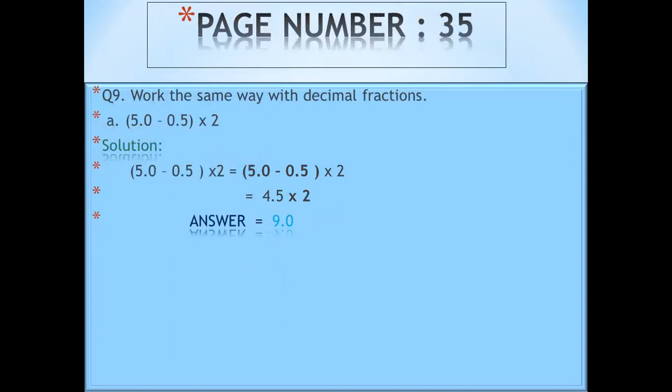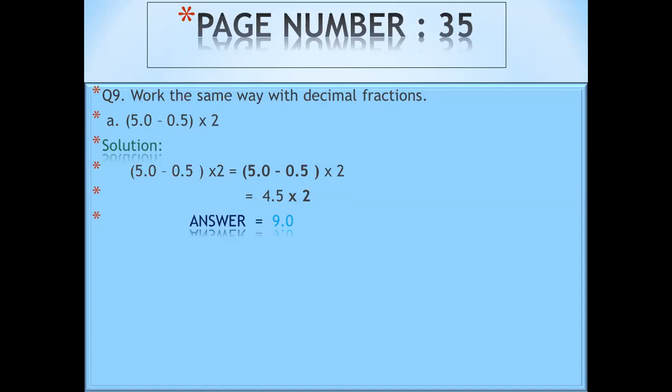We have finished question number 8. Now come to question 9. Work the same way with decimal fractions. Now decimal numbers are given. The rule is same. First we solve the bracket and after finding the solution, we simplify it with the other number. 5.0 minus 0.5. You know how to subtract the decimal numbers. You have done this in the previous class, class 4. How to subtract the decimal numbers.